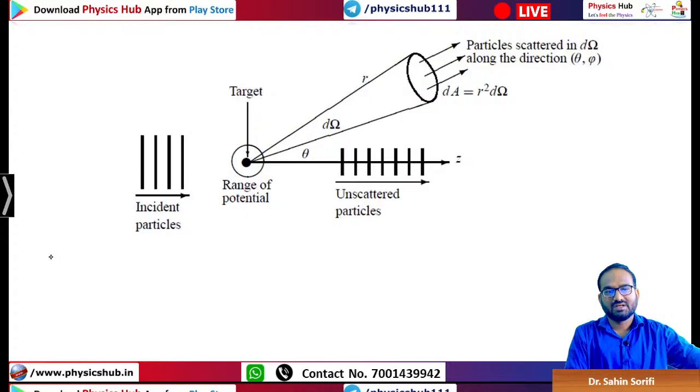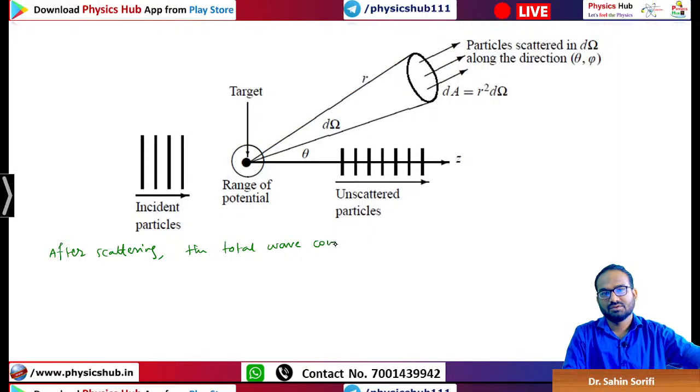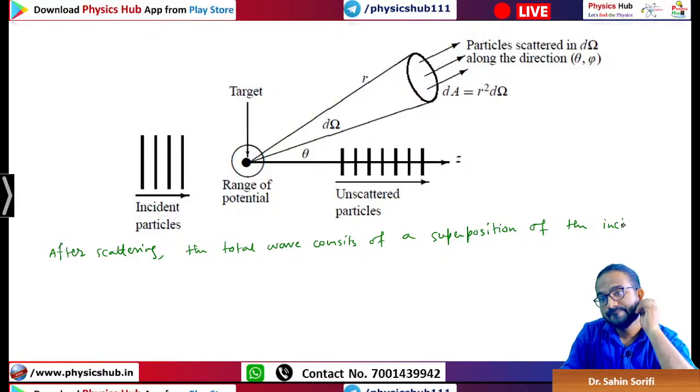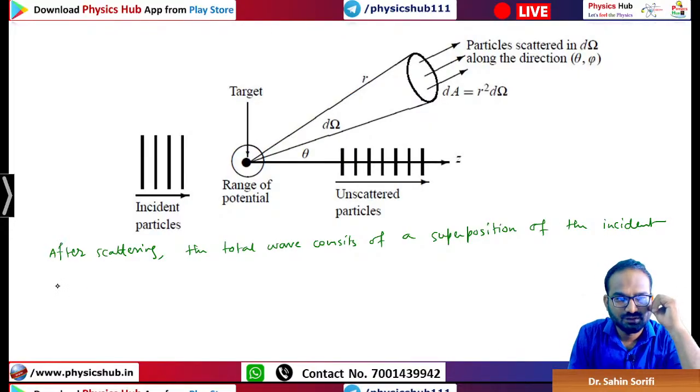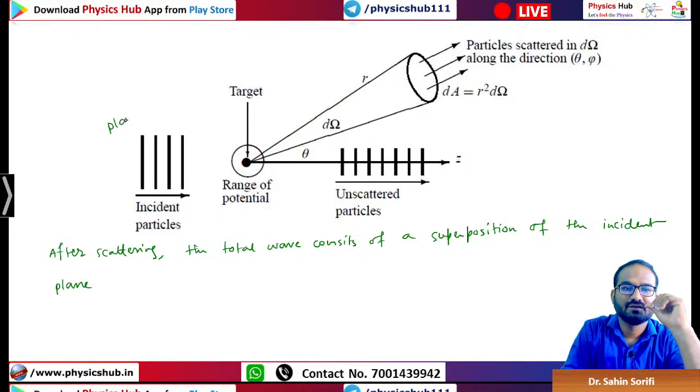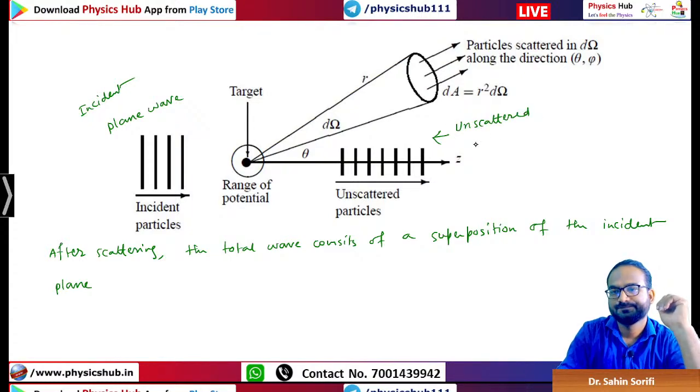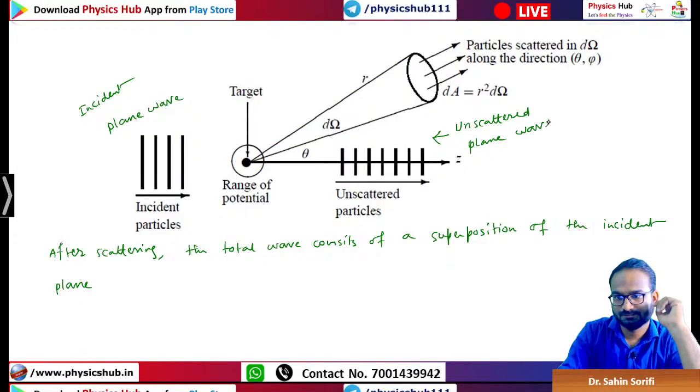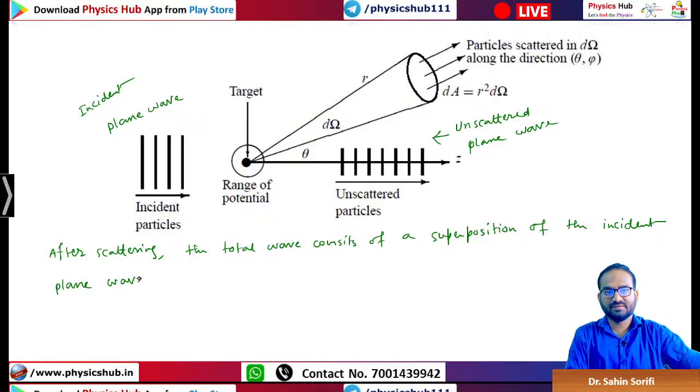So let us write one line: after scattering, the total wave consists of a superposition of the incident plane wave, the unscattered plane wave, and the scattered wave.